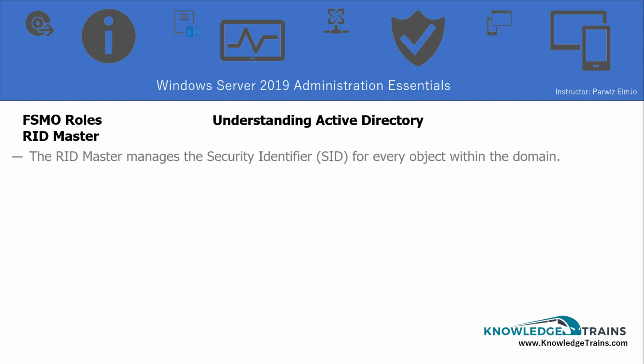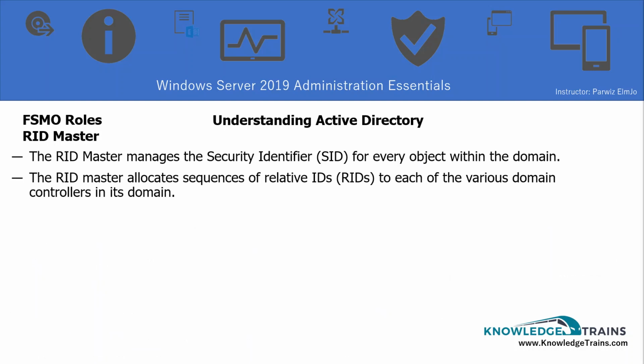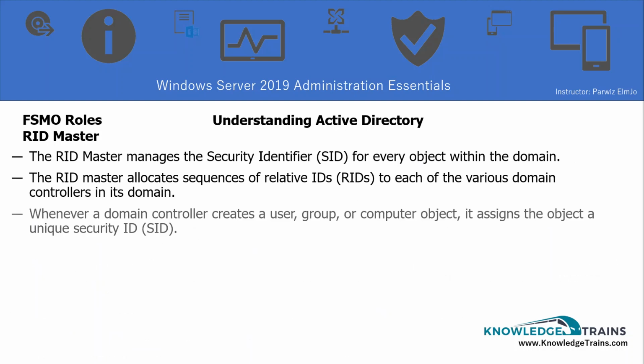The other one that we have is RID, which deals with security identifiers. So every object that you have in Active Directory has something called a security identifier, or SID. The RID master allocates sequences of relative IDs, so RID is the abbreviation for relative ID, and whenever a domain controller creates users, groups, and objects, it assigns a unique security ID for each.